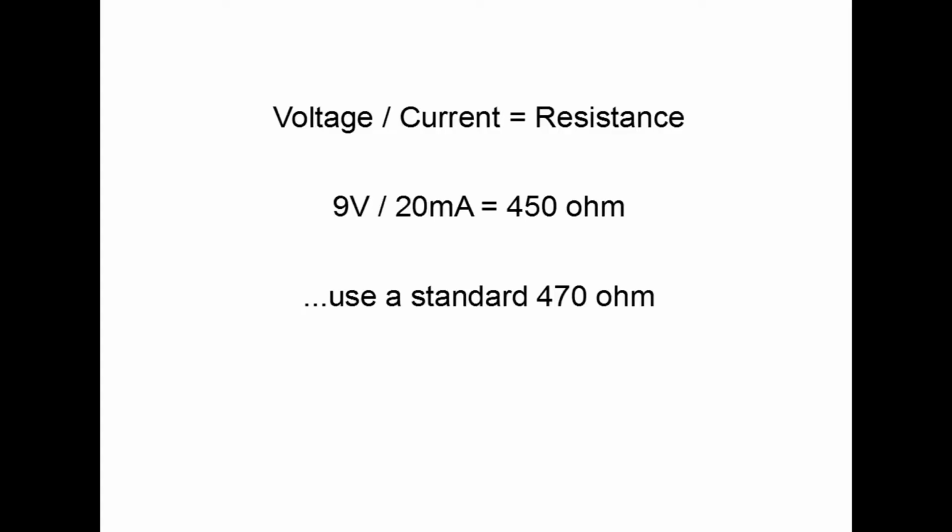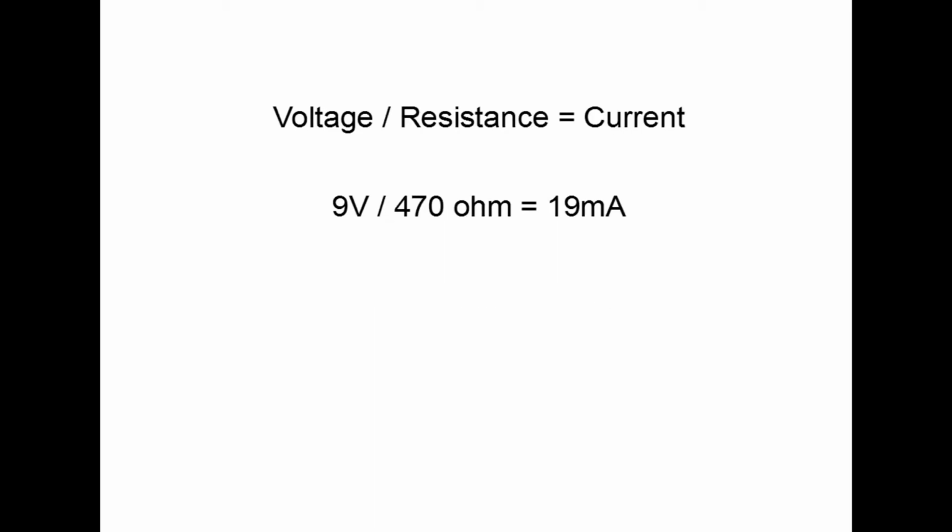9 volts divided by 20 milliamps equals a resistor value of 450 ohms. We'll use a standard 470 ohm resistor. And if we calculate for current for said resistor, 9 volts divided by 470 equals 19 milliamps.